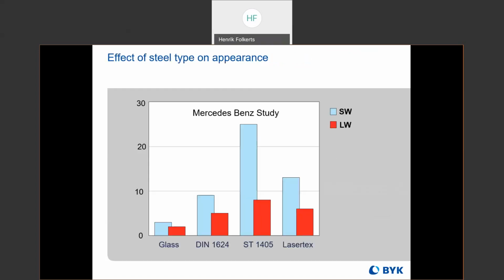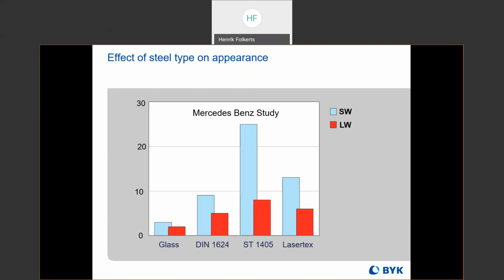For example, we have a study on the effect of waviness caused by the steel that's used. Here we have glass as a control, and we have three different types of steel. This is showing the waviness of the final paint. Presumably these were identical paint systems. All these surfaces were painted identically, and then the final product, the finished coating, was tested.